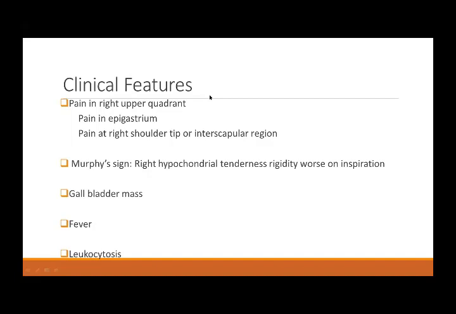Let's try to go through again. Clinical features, so pain in the right upper quadrant, pain in the epigastrium and pain in the right shoulder tip or scapular region. Murphy's sign, right hypochondrial tenderness, worse on inspiration. Gallbladder mass, fever, and leukocytosis.